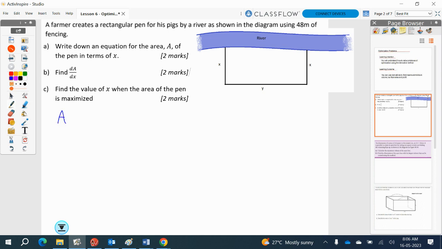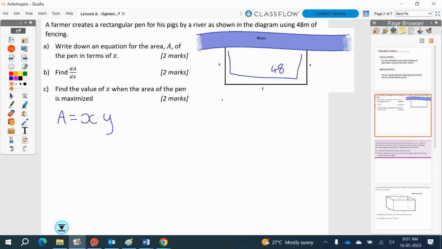So we can say the area is equal to x times y. We call this the principal formula, but usually there's going to be some kind of a constraint formula that we use to replace one of the two variables. We need to get this down into a formula which is just in terms of x. If we look in the introductory sentence, which is very important for this question, we see that the length here is going to be 48.